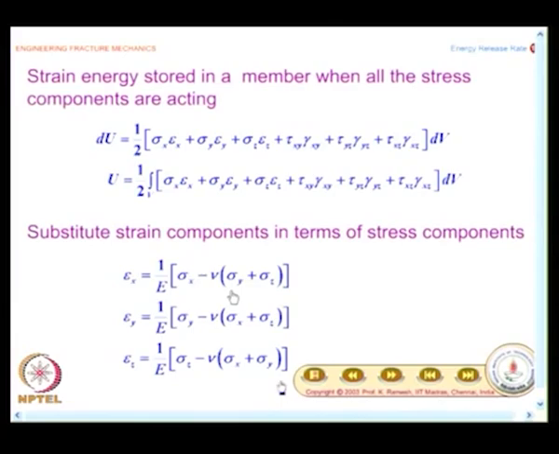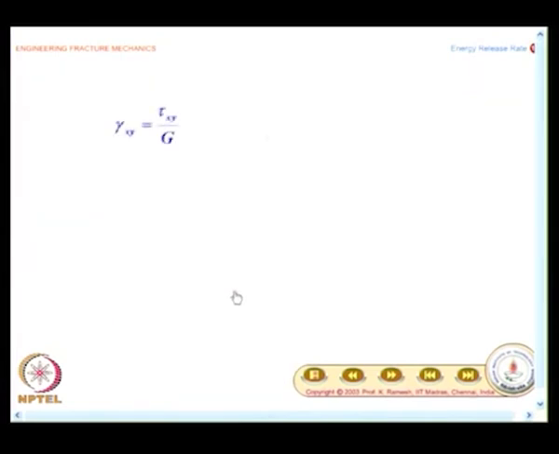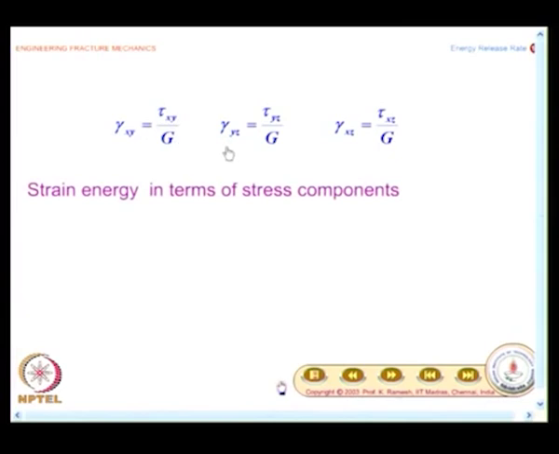They never come out of the tension test. In a tension test, sigma y and sigma z are 0. So, strain is related to stress by epsilon equal to sigma by E. You cannot use that in a generic situation. So, the normal strains are related to normal stress in this fashion. For shear strain, there is no problem: gamma x y is related to tau x y, gamma y z is related to tau y z, gamma x z is related to tau x z.